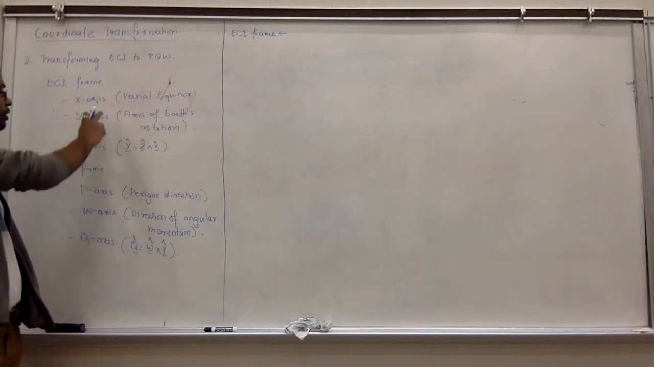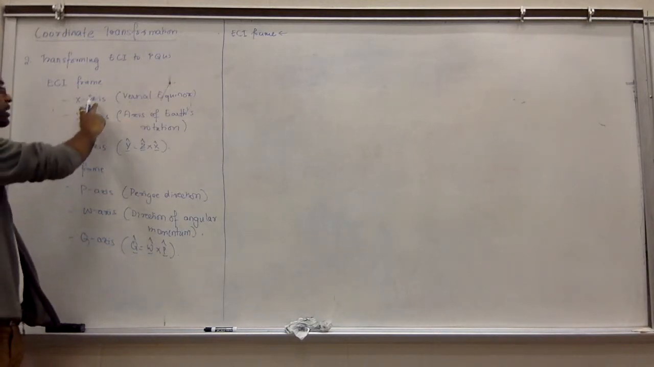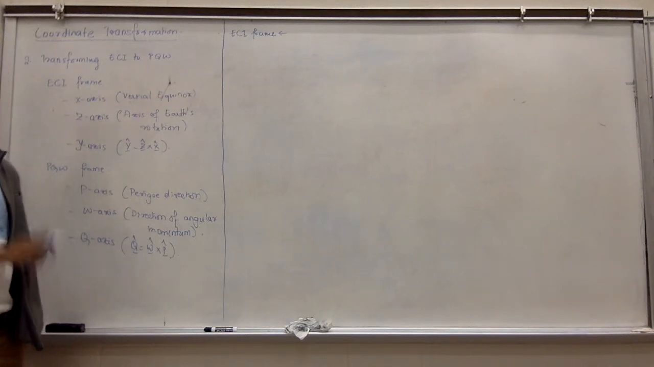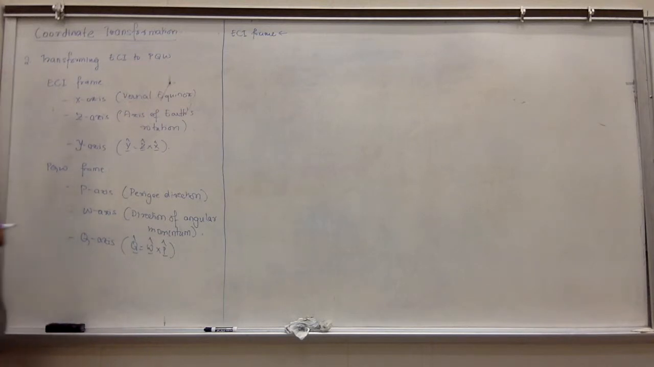In ECI, this x-axis will always be the vernal equinox. In ECF, this x-axis will not be the vernal equinox. As time progresses, it keeps on changing since Earth is rotating. Can you call PQW the instrument frame? Instrument frame is different. PQW is the orbit frame.